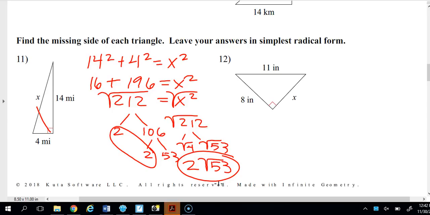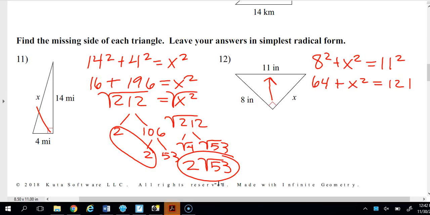Okay, over here for number 12. Again, we have our leg and our leg, and we know this is the hypotenuse because it's opposite the right angle. So we have 8 squared plus x squared equals 11 squared. That's 64 plus x squared equals 121. We subtract 64 from 121 and we get x squared equals 57. I just happen to know that 57 is a prime number. So we take the square root of both sides, and that's going to be our answer. X is equal to the square root of 57.